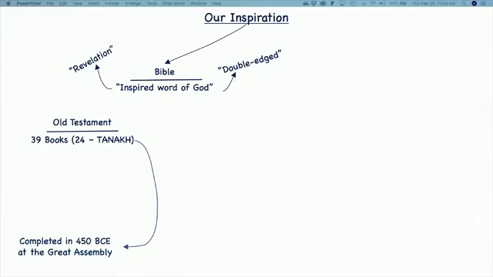And BCE, before the Common Era, it used to be called BC, before Christ. BCE, before the Common Era, that's the terminology that we use now. Got it. Okay, and instead of AC, after Christ, it's called CE, right? Common Era.